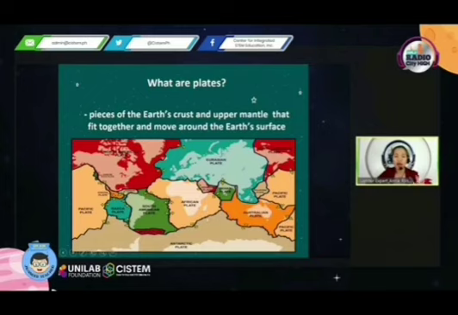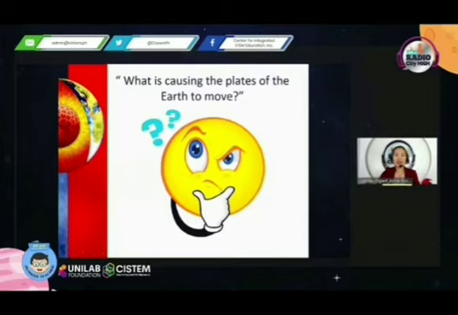Okay, so as we go on, mas ma-clarify pa natin yun. All right, so let's proceed. There is one question there I posted. What is causing the plates of the Earth to move? Now, this is a very challenging question.